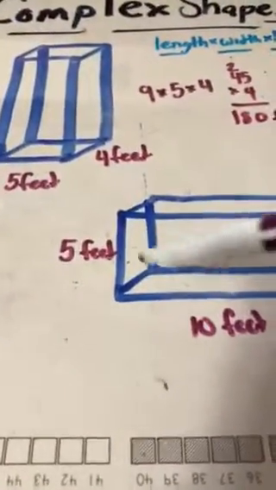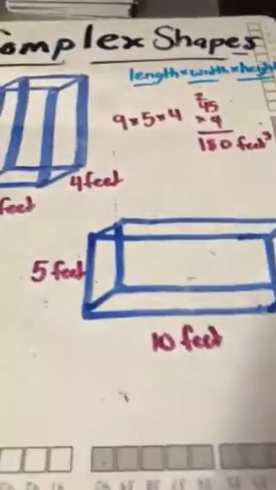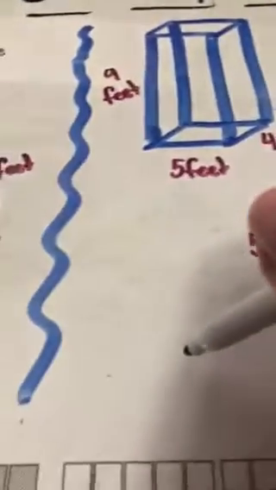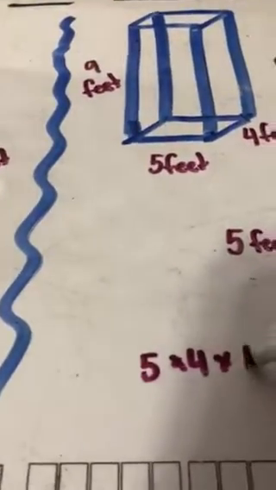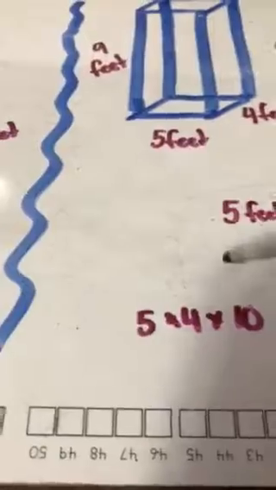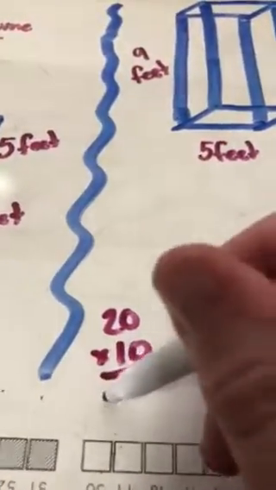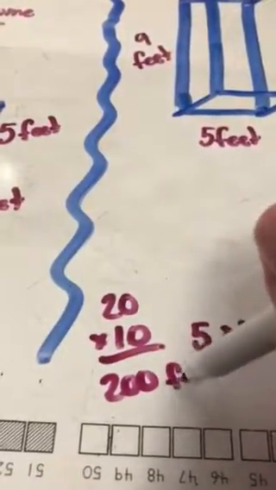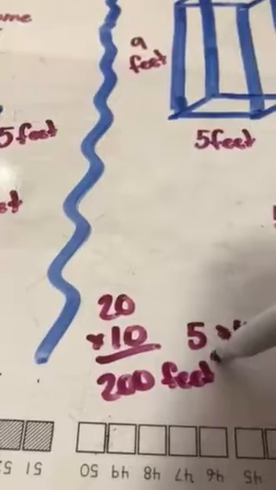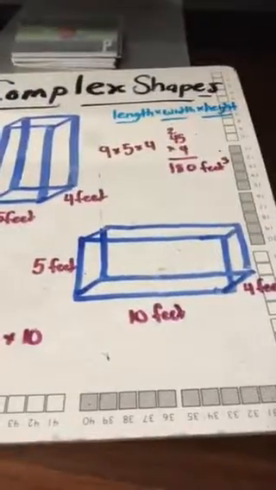Okay, and then down here I'm going to do the same thing. So I have a height of 5, width of 10, and a length of 4. So I'm going to go 5 times 4 times 10. So 5 and 4 is 20, and then 20 times 10 is 200. So I end up with 200 feet cubed.